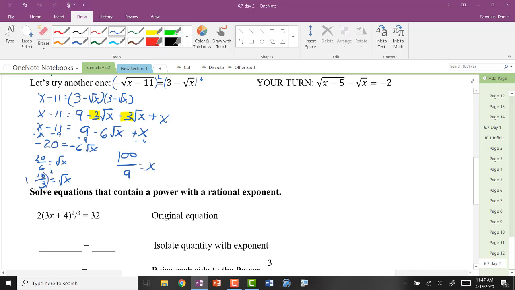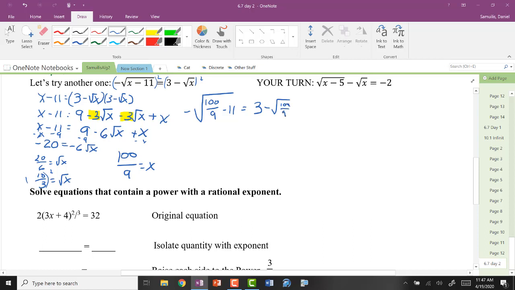So again, I squared that. 10 squared, 3 squared, that's 100 ninths. Okay, now we're going to check. So I plug that in. I get 100 ninths minus 11 equals 3 minus the square root of 100 ninths.